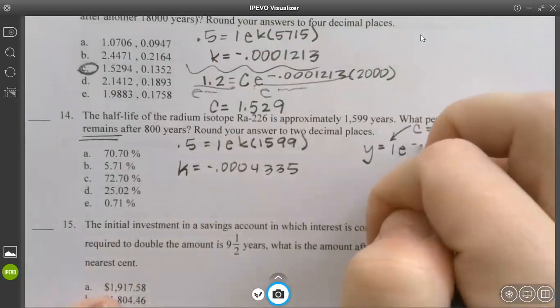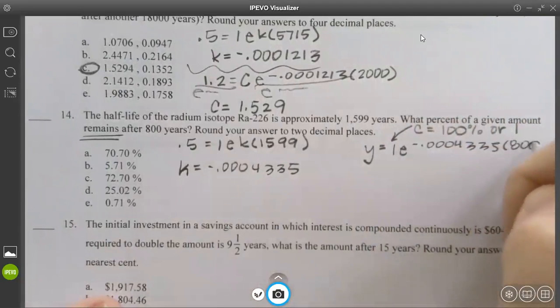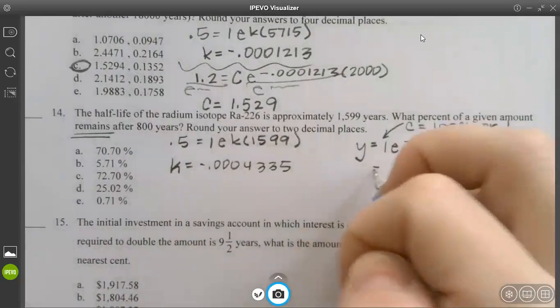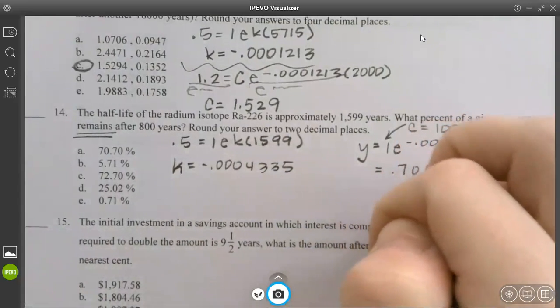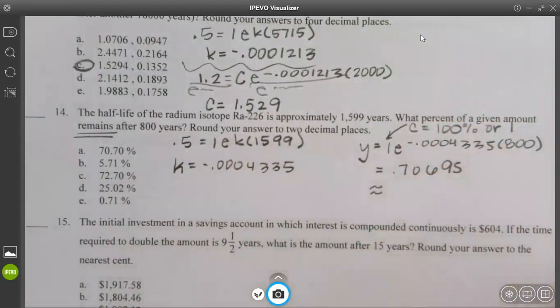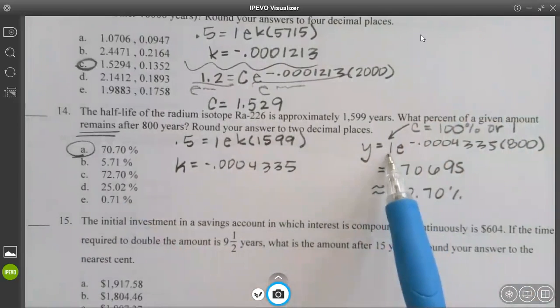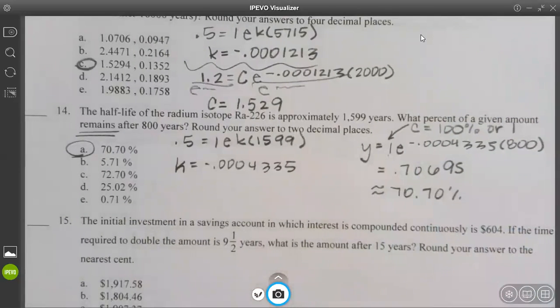E, we have our K, and we have our T after 800 years. When we plug this in, we get 0.70695, which is approximately 70.70%. Okay, again, why did we plug in 1? Because it's 100% of whatever was there. Yeah, because if we do a half-life, what's left? Half, which is 50% or 0.5. So it's exactly the same.